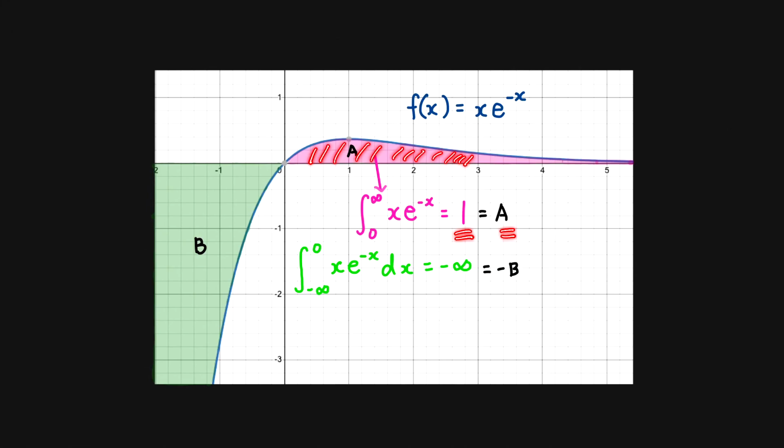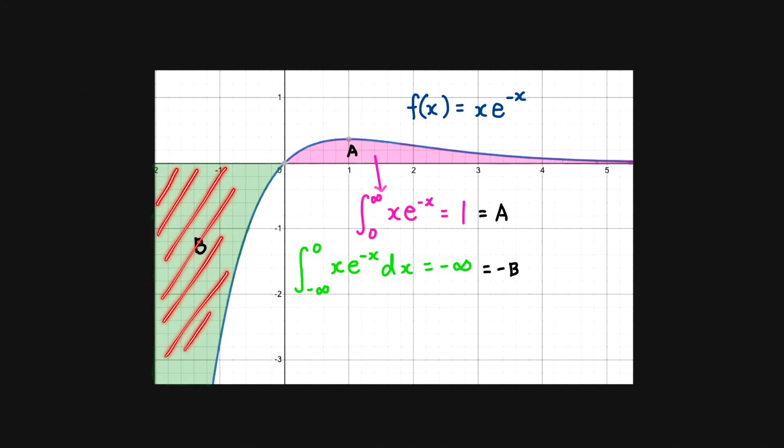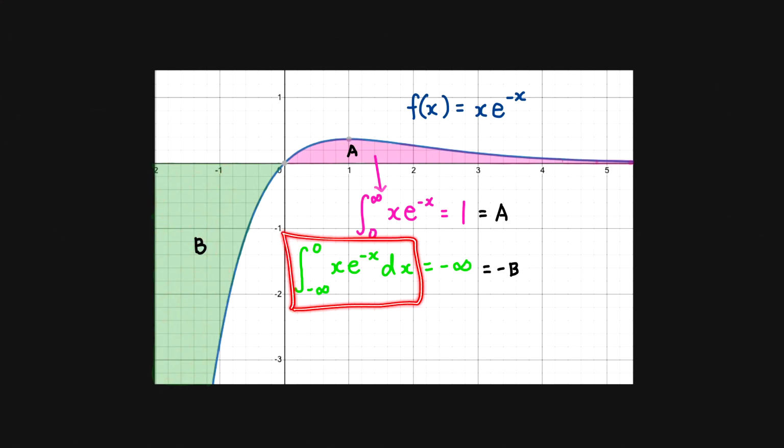And the area of this green region is equal to infinity. Again, this area B denotes the area over the interval negative infinity to 0. So this area is infinite. So the value of this improper integral is negative infinity, which is equal to negative of B.